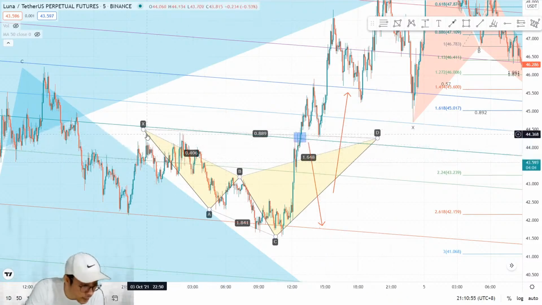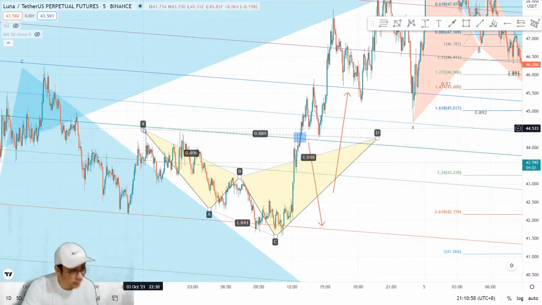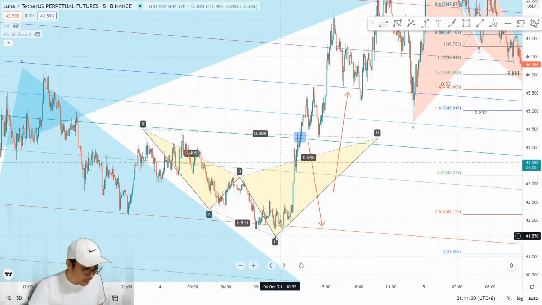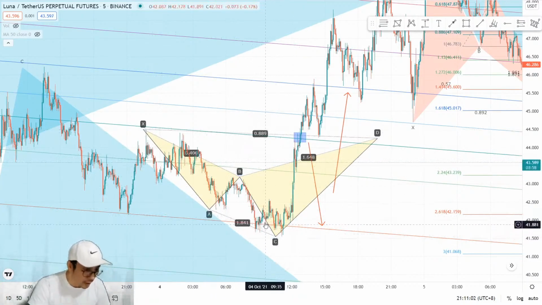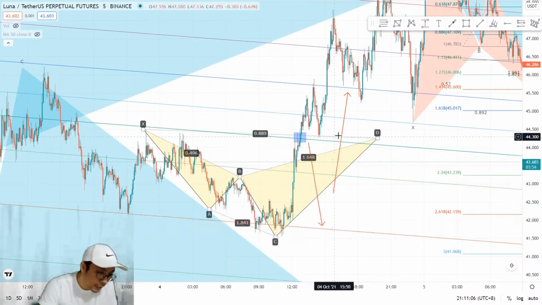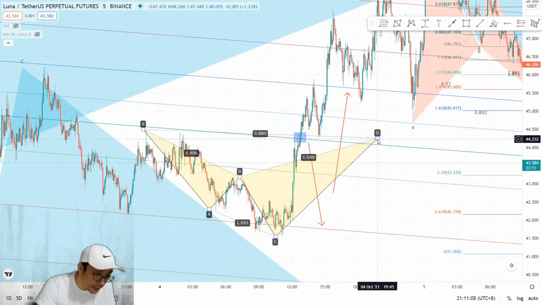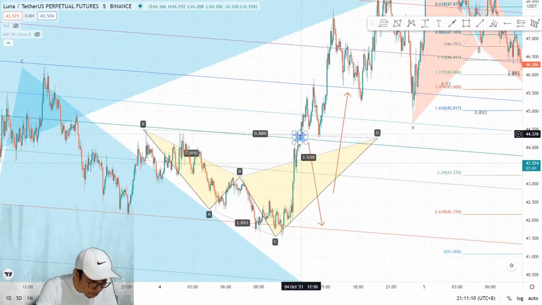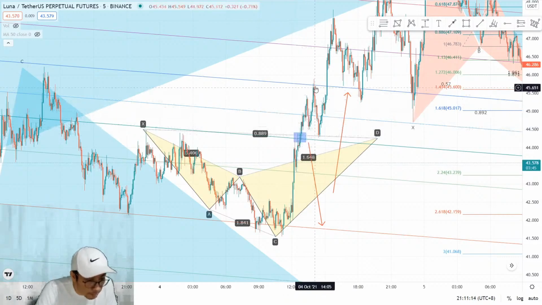And in this case, as you can see, what pattern is this one? You have an X, A, B, C. Then you have this one. So this is most probably what? Either a cipher or a shark. But this time, it's a shark pattern. It was completed here at this level, but still managed to move up.